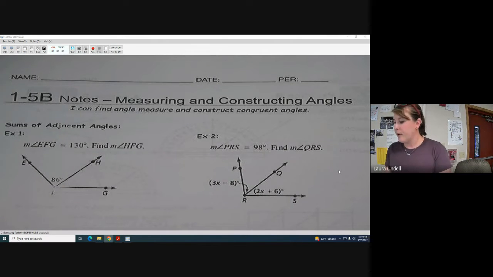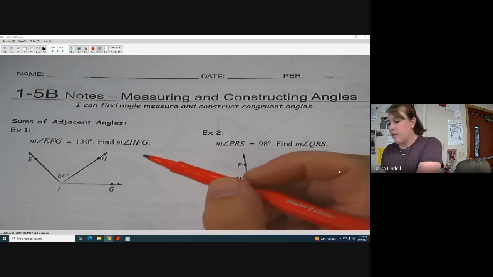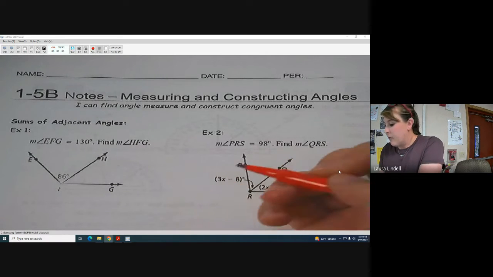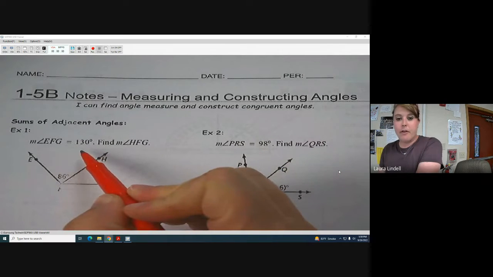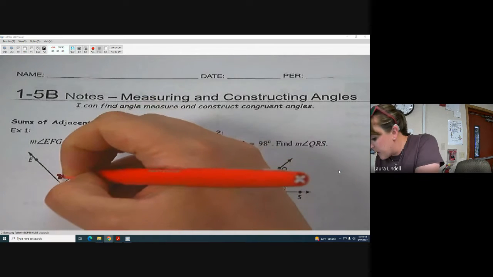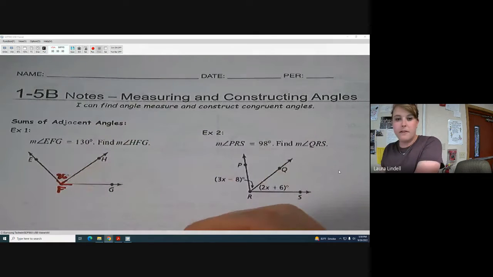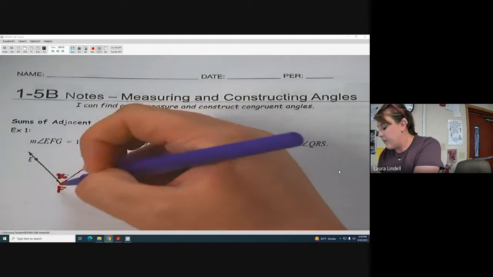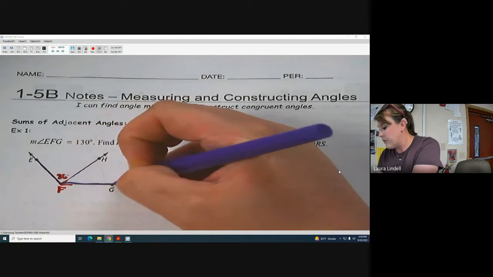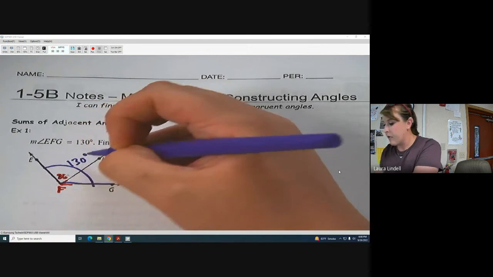So here we go. The first thing we want to talk about is sums of adjacent angles. Whenever we're labeling something with angles, or whenever we're trying to figure something out with angles, we want to label the information that we have first. So we know that this is 86 already. Also, this is supposed to be F for angle F, but it did not copy amazingly, so we're going to fix that real quick. And then it says angle EFG is 130 degrees. So EFG, if I were to trace it out, is the whole big angle. So what I'm going to do is label that as 130 degrees.